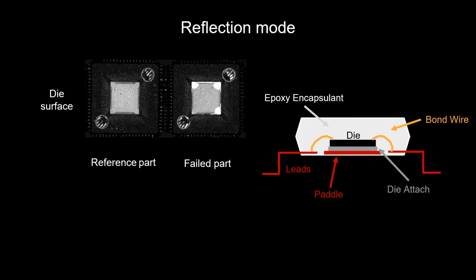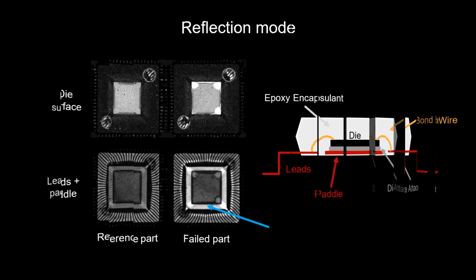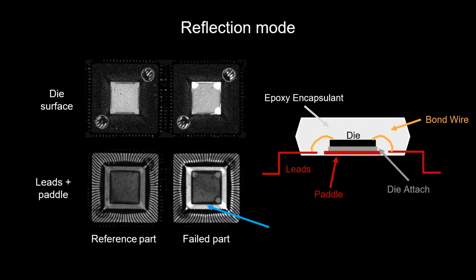Reflection mode scans at different depths were performed on 2 QFP packages. The good part is on the left and the failed part is on the right. When looking at the die surface image, we only see delamination at the corners of the failed part on the right. The reflection mode scans were repeated at a lower depth where the leads and paddle are located. We can now see delamination all around the die indicated by the blue arrow. This is an example of how looking at different depths will reveal different things.